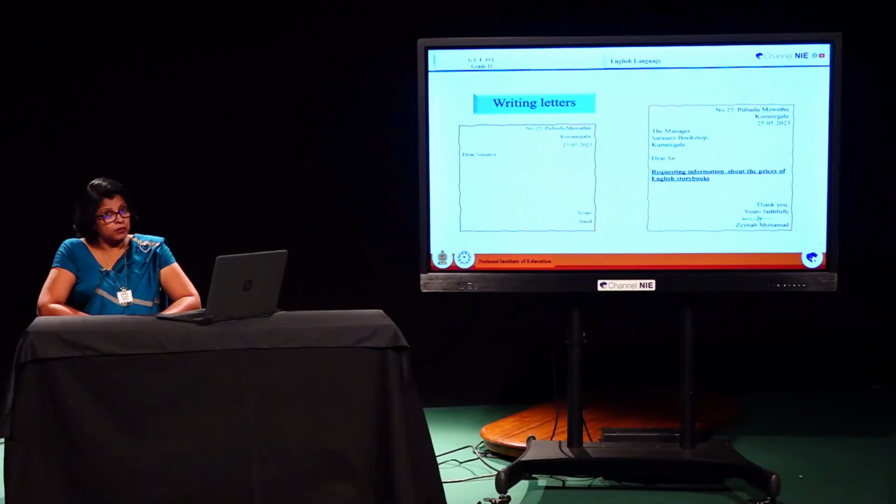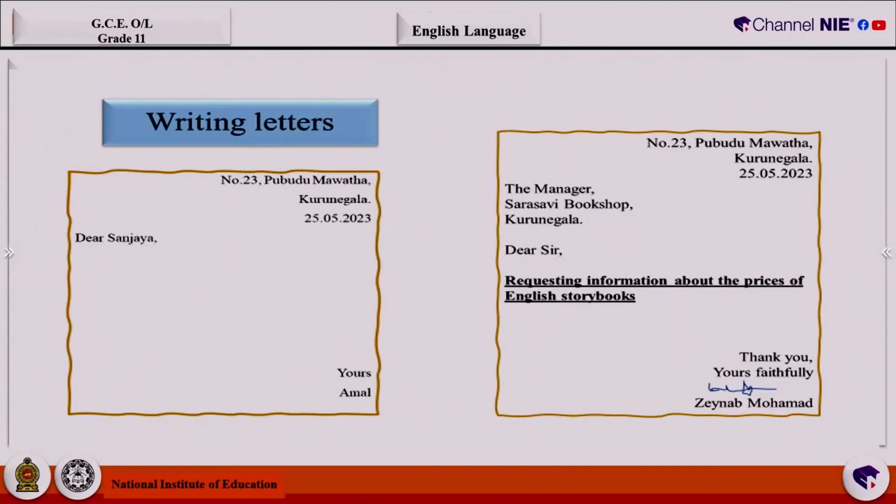Both ways are quite okay, and you can score marks writing your letter in both ways. That is up to you.